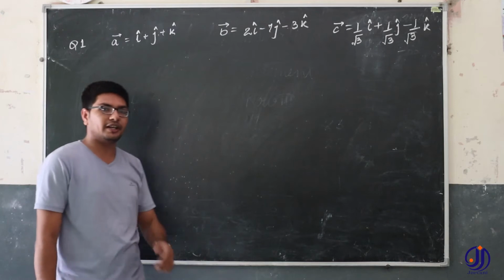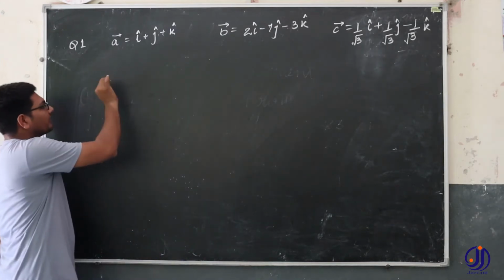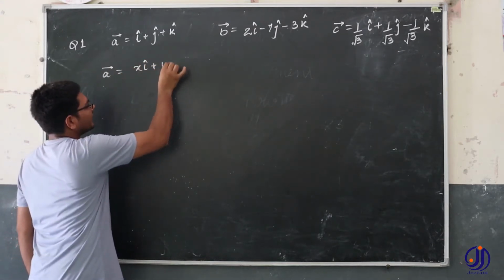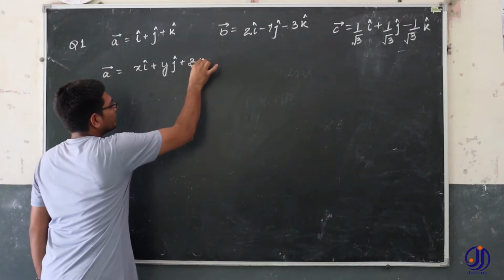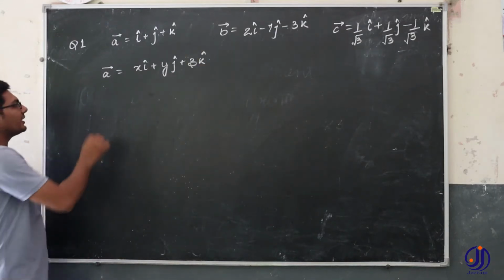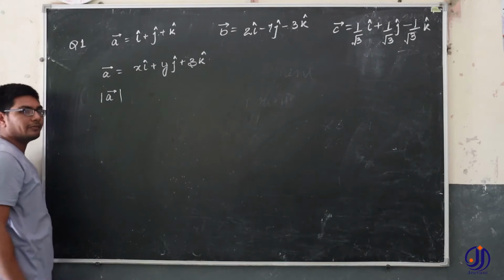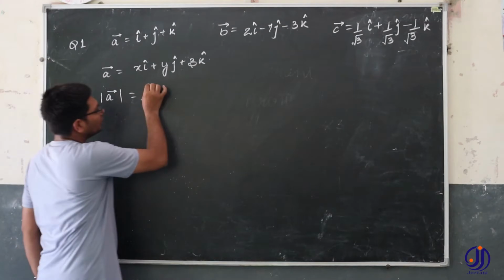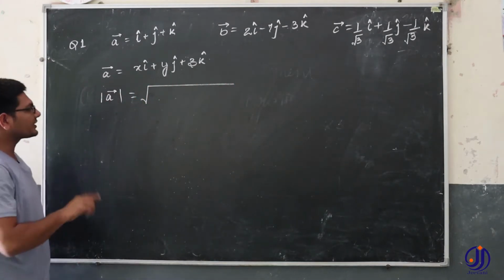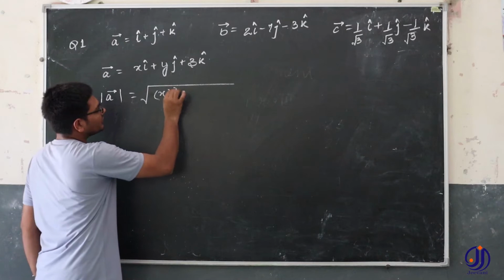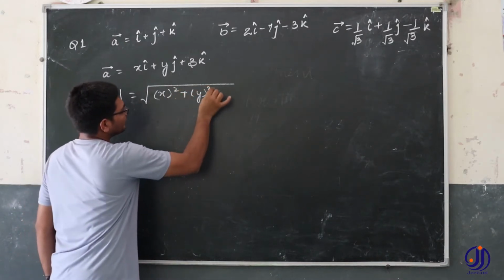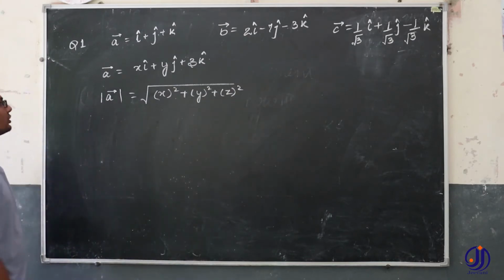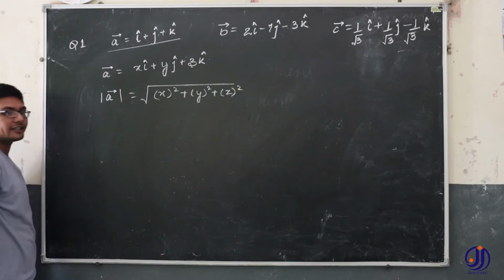Now, how do we calculate the magnitude of the vectors? To calculate the magnitude of any vector, randomly I am writing it as x i cap plus y j cap plus z k cap. The magnitude of the vector is represented by the symbol magnitude of A, written in modulus, and is given by under root of square of x component plus square of y component plus square of z component.